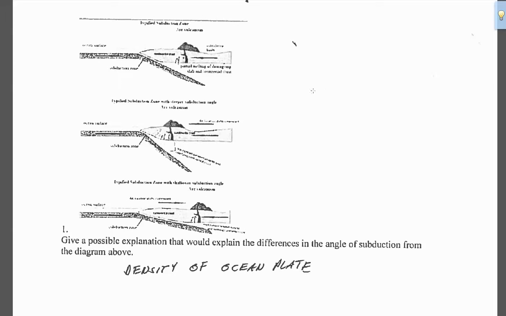Give a possible explanation and explain the differences in the angle of subduction from the diagram above. Essentially, we talked about this many times. It's the density of the ocean plate. The greater the density of the ocean plate, the steeper the angle of subduction. So if you look at these three particular ones here, the steepest angle is the middle one here, and this would have the greatest density. The shallowest angle of subduction would be the bottom one, and this would have the least density of the three.